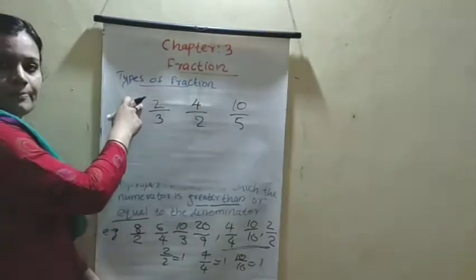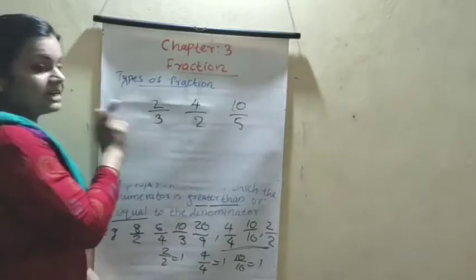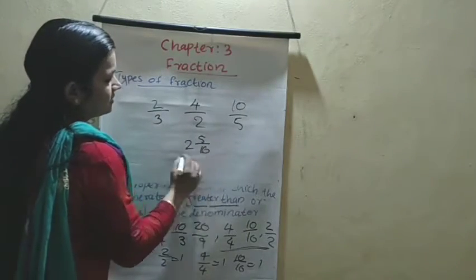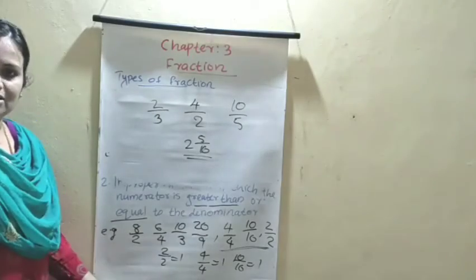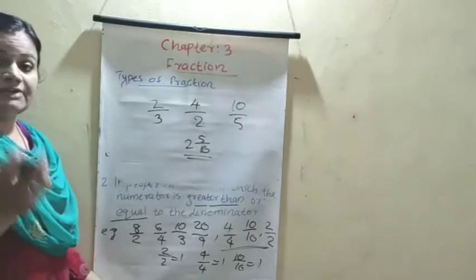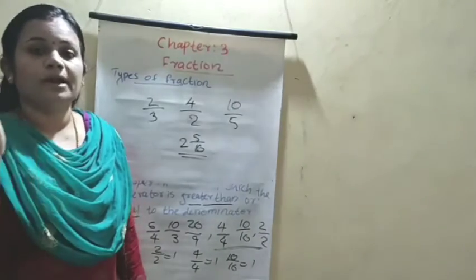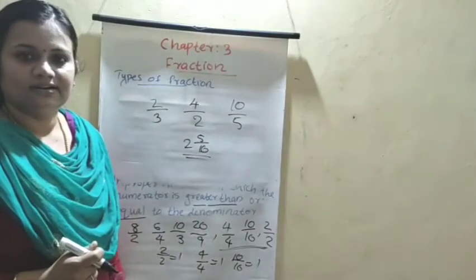This is the proper fraction, where the numerator is less than the denominator. We already know that this is a mixed fraction. So whenever you see a fraction, you just identify whether this fraction is proper, improper or mixed.